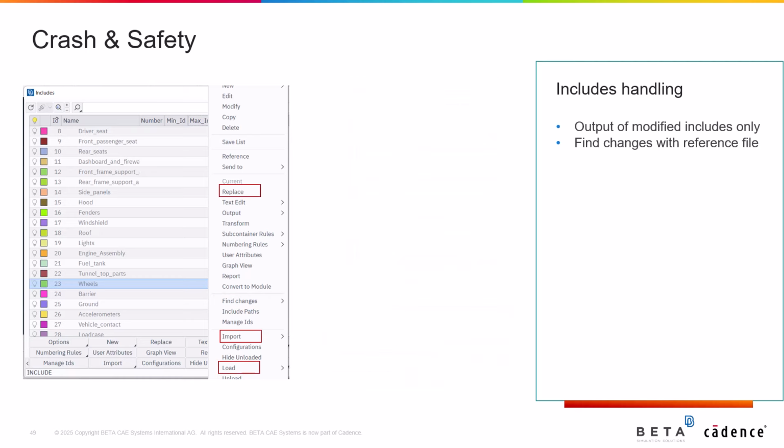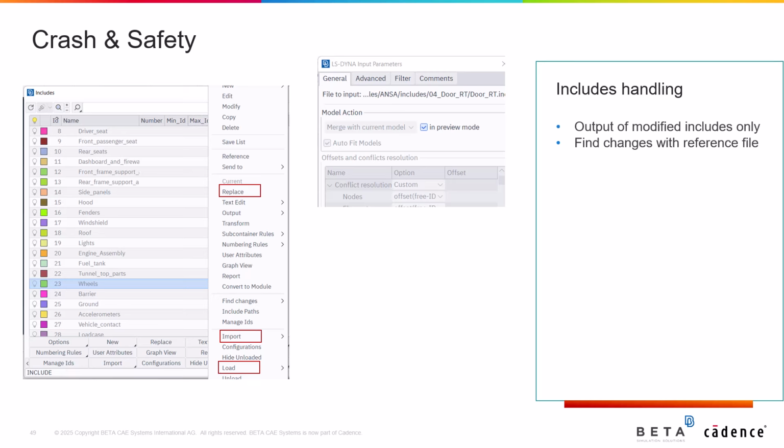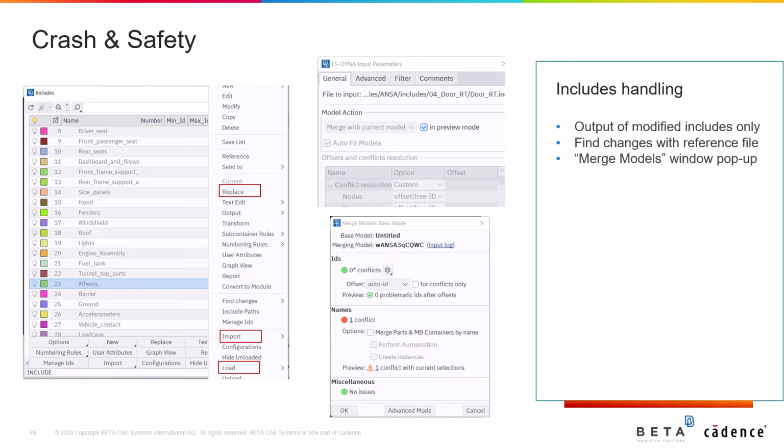For replace, import, and load actions in the context menu, the Input Parameters window pops up, where the user can select the Preview Mode option. As a result, the Merge Models window will appear.